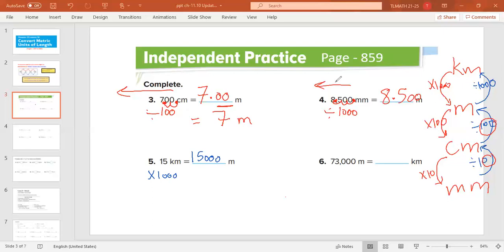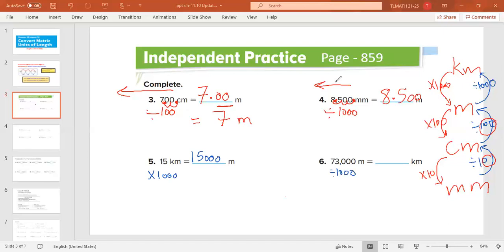Now let's go to question number 6. In question number 6, we are going to convert from meter to kilometer. Now I'm going backward using the divide. Divided by what? Of course, divided by 1000. Now let's do it. Divided by 1000.